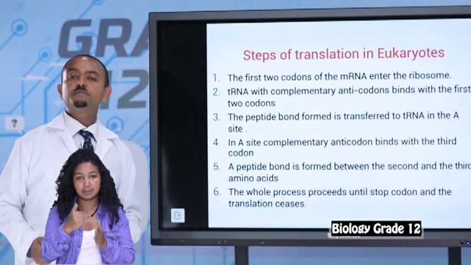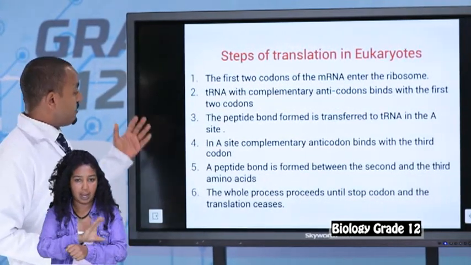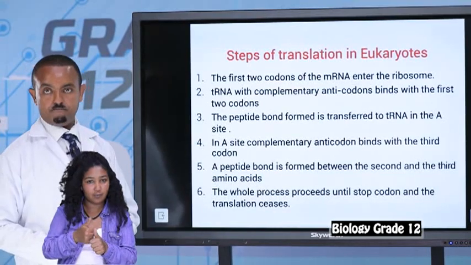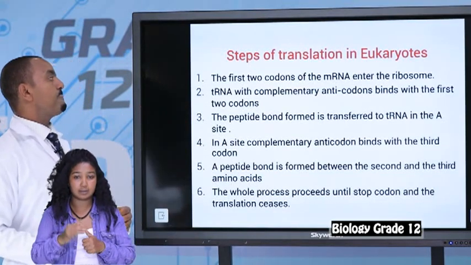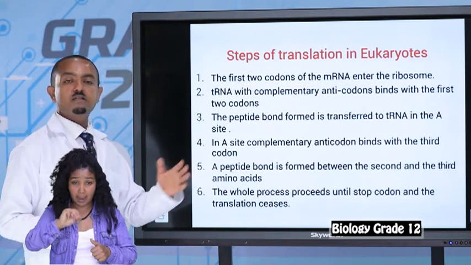Let's see some steps of translation in eukaryotes. In eukaryotes, translation follows 6 steps. The first step: the first 2 codons of mRNA enter the ribosome.